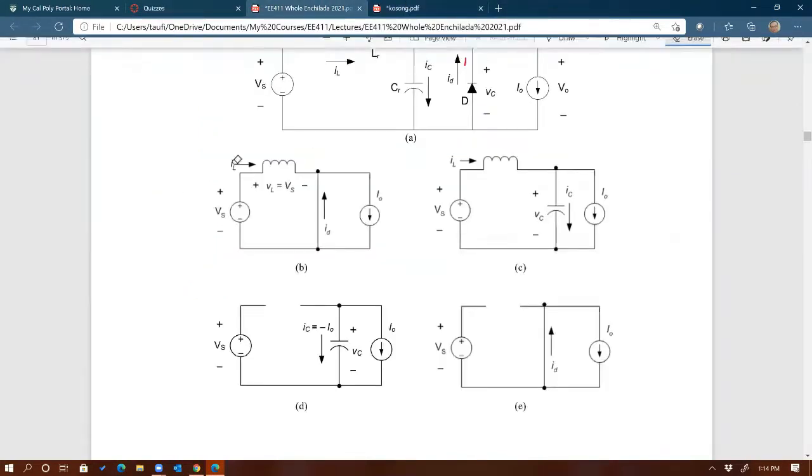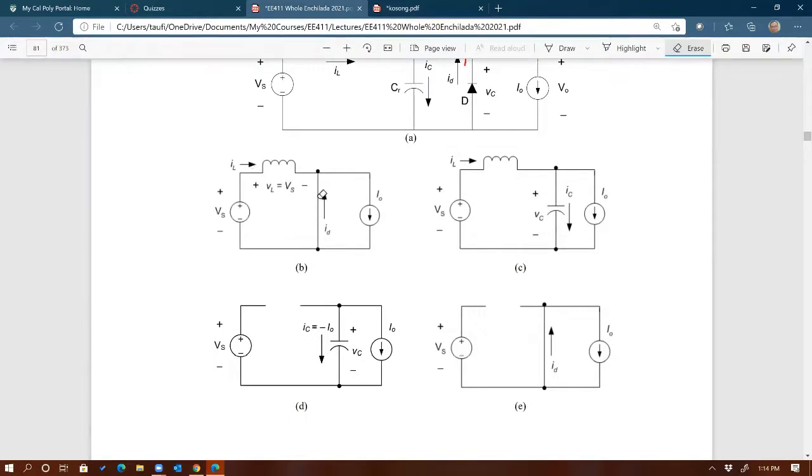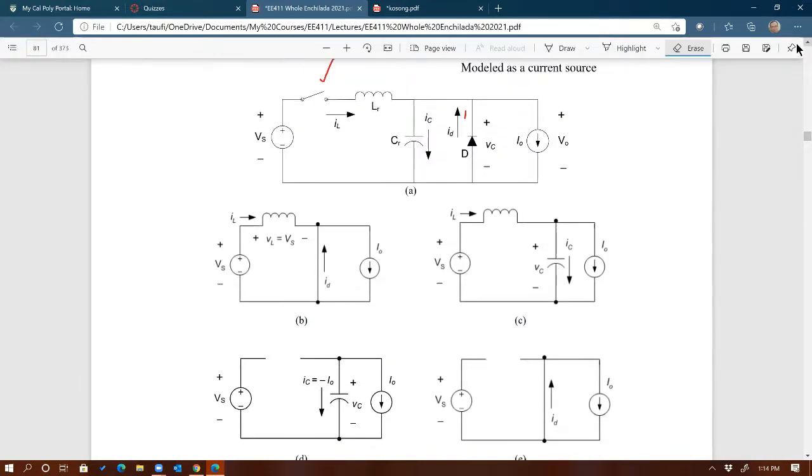Okay, so I'm going to start with this state. Again, it doesn't matter where you start, but I'm going to start with this one. This one is when switch and diode are both on. What happens if both switch and diode are on? Well, look at the original circuit first. If the diode is on, that means this capacitor is practically out of the circuit. It's useless. That's why I don't draw the capacitor there. It's not doing anything anyway.